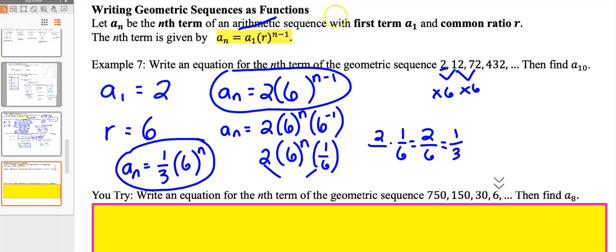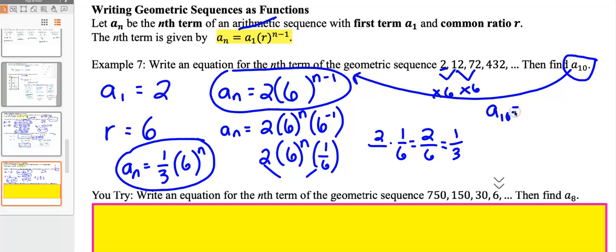So now we're going to find the 10th term. So to do that, we're going to plug in 10 into our n value. So you can either use this equation or we can use this equation over here. I'm going to use this first one. So to find a sub 10, you would have 2 times 6 to the 10 minus 1. And then we just type the entire thing into our calculator.